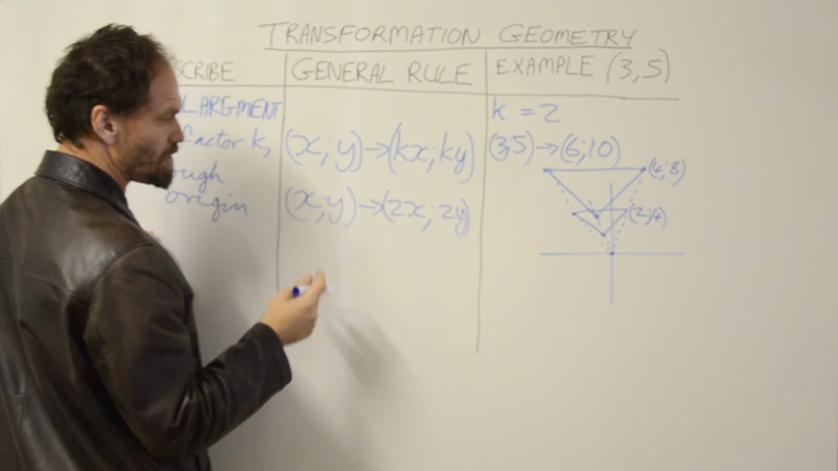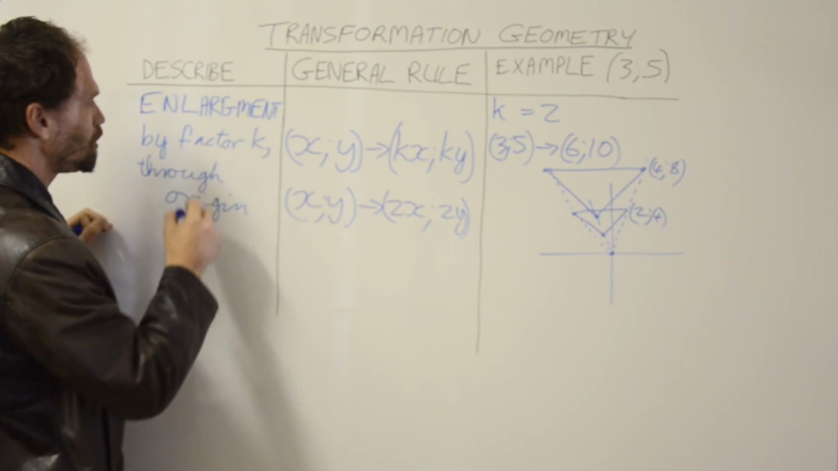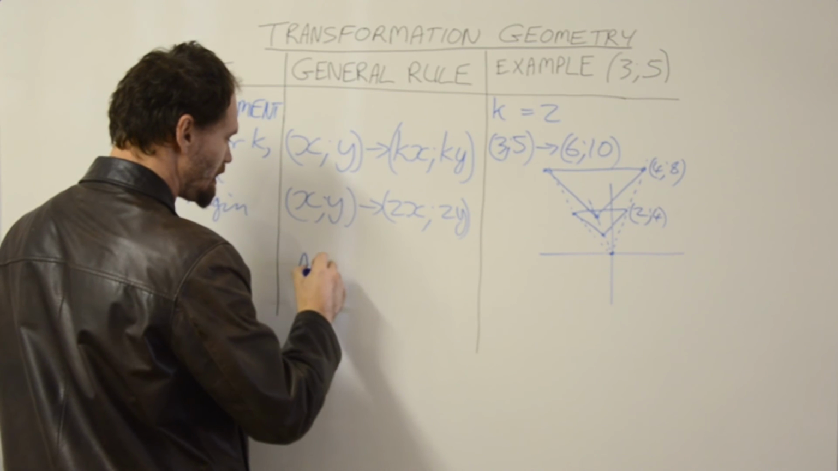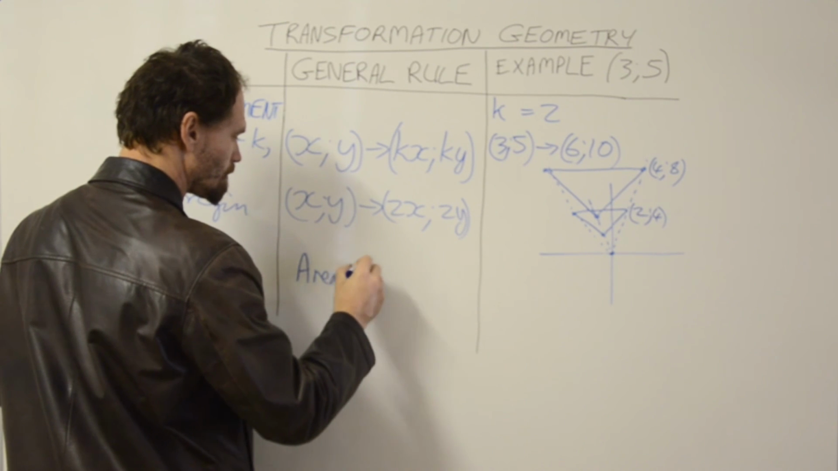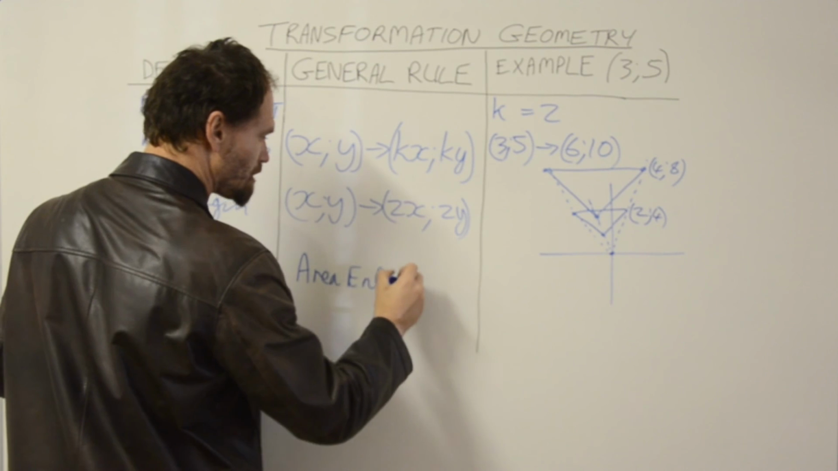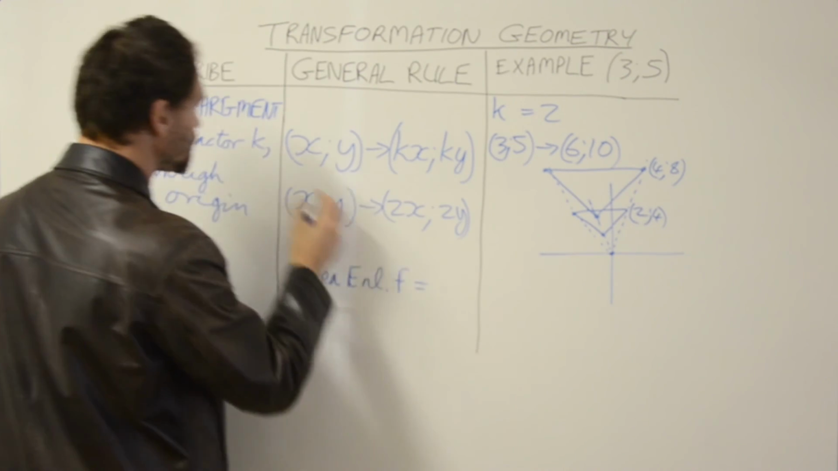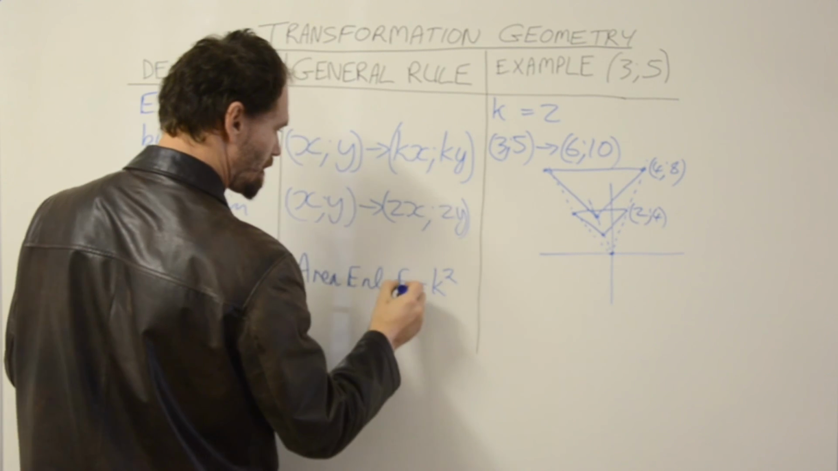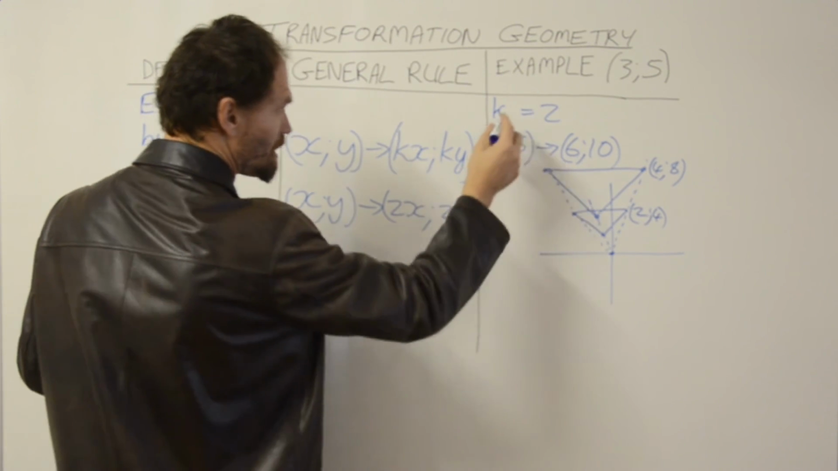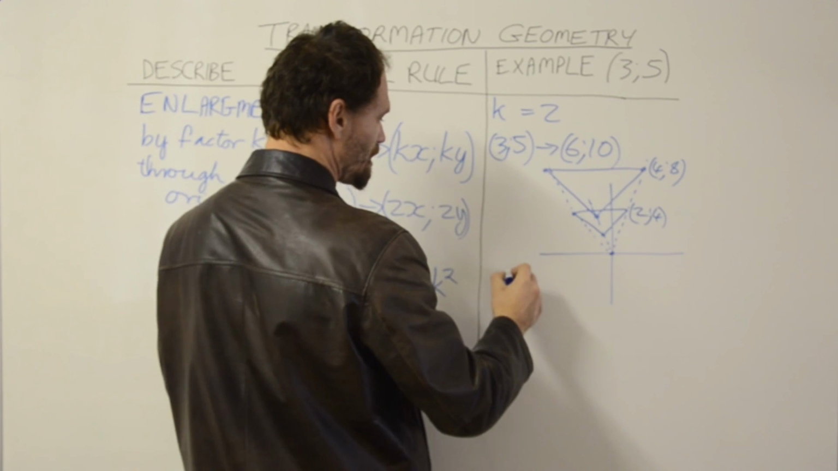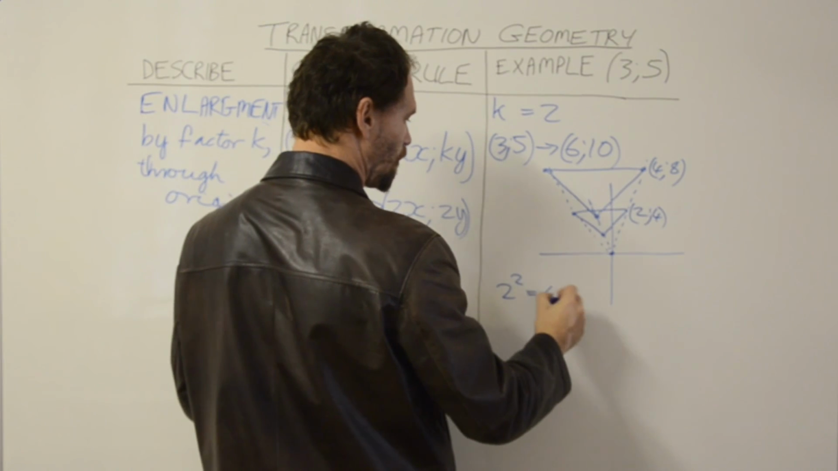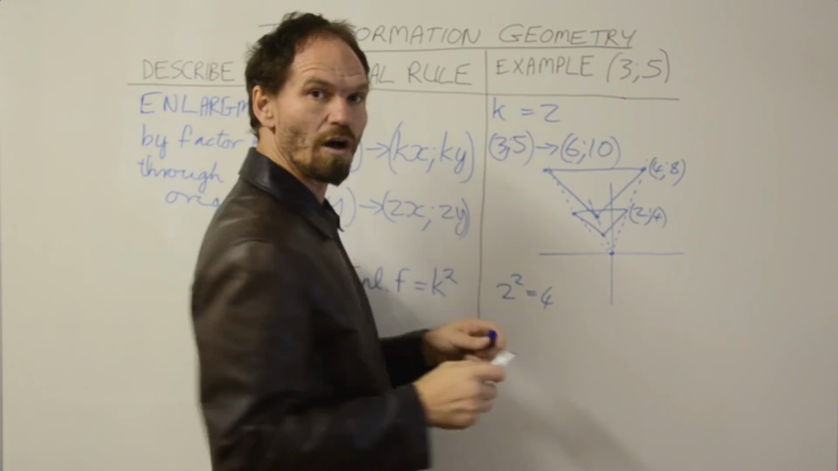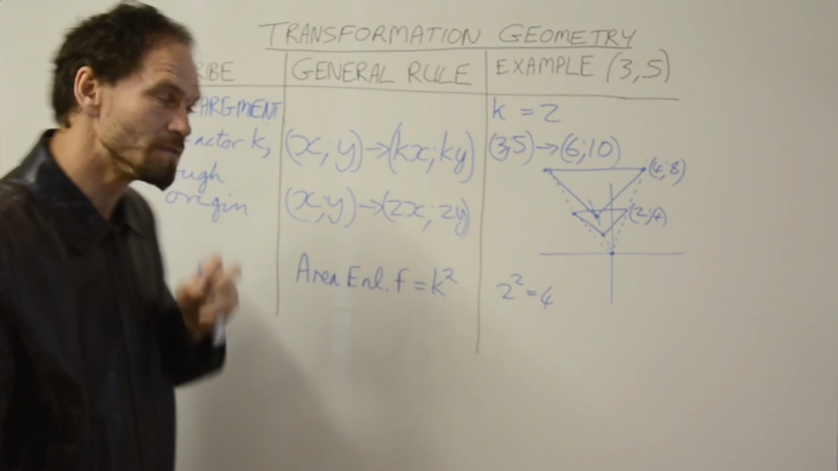Then lastly, there's one thing that they sometimes ask as well. It's called the area enlargement factor. Now I'm just going to write it down here that the area enlargement factor will be equal to the one you give me there, k squared. Alright? Which means in my case there, my area enlargement would be 2 squared, which is 4. So the area of the new shape is 4 times the area of the original. Alright? That's it.